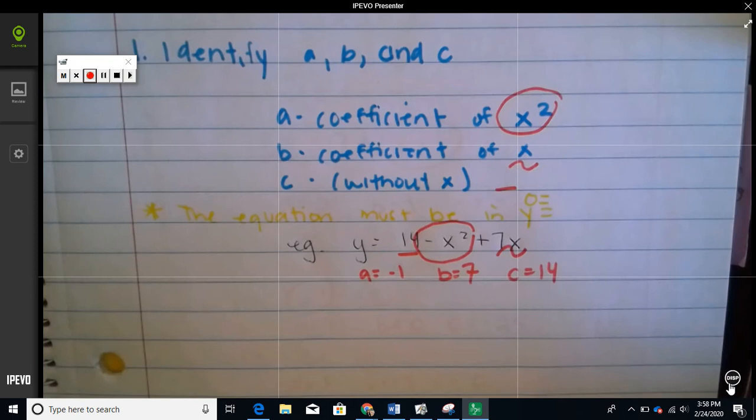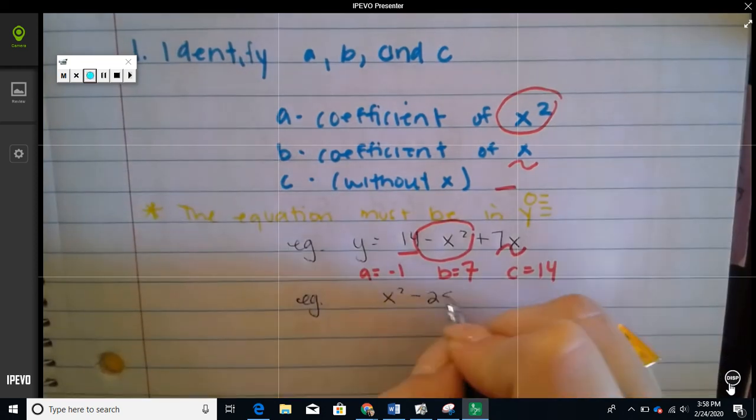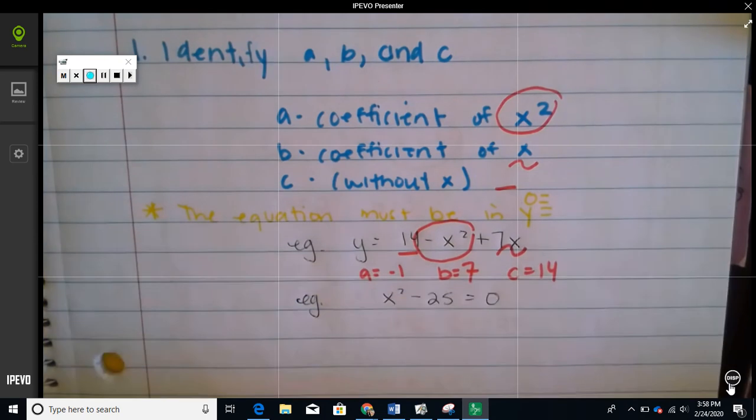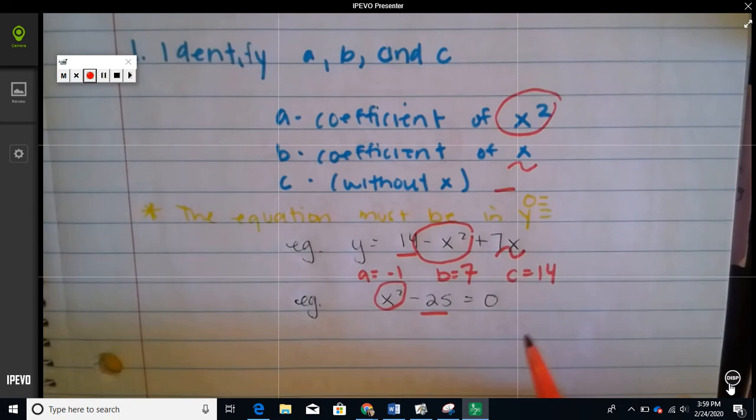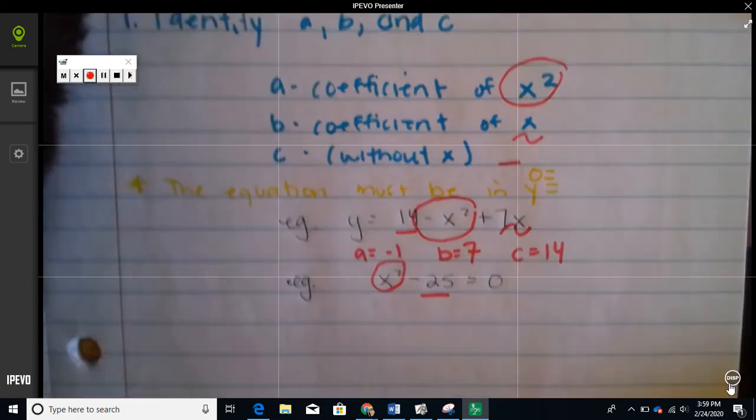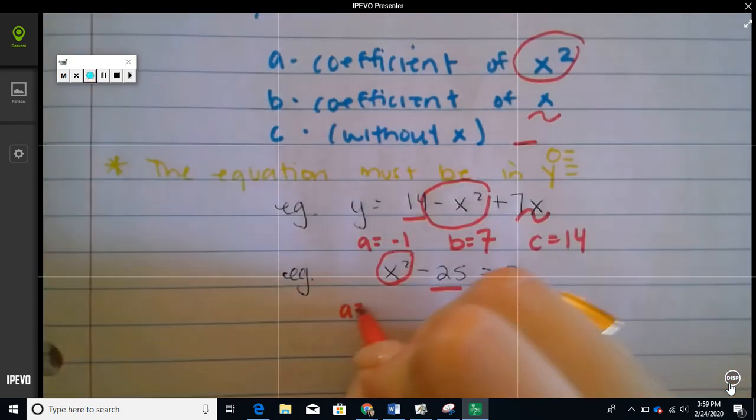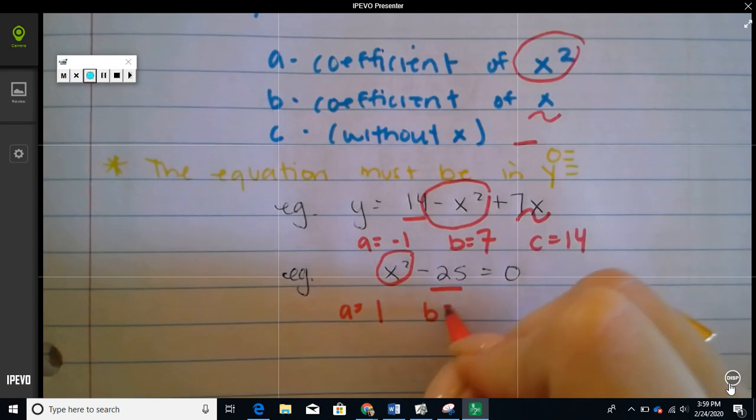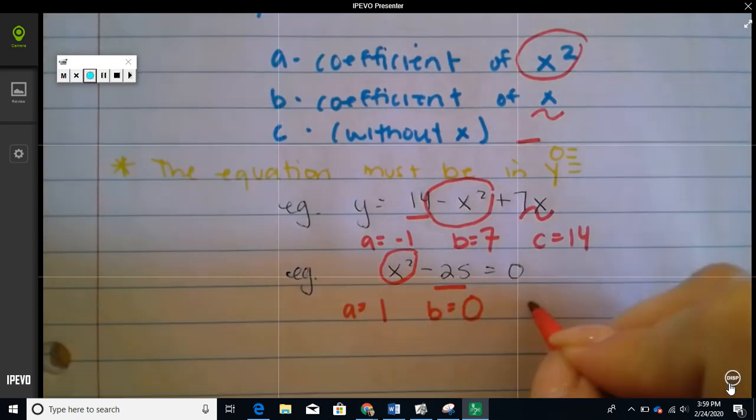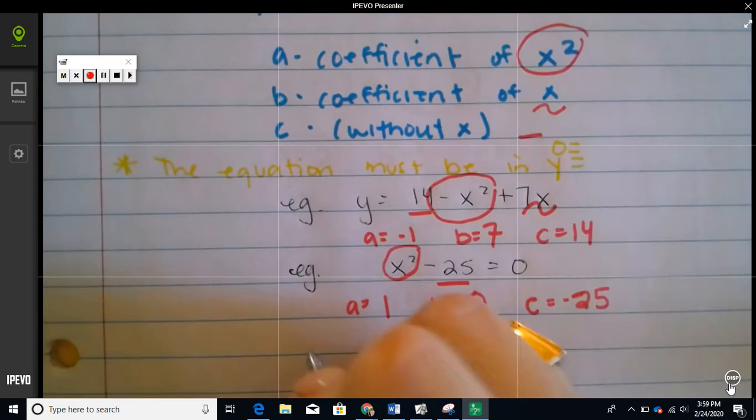Now, let's do another one. What if it says x squared minus 25 equals 0? Okay, so I circle this. This is an underline, but there's no squiggly, and that's fine. Sometimes there won't be a squiggly. This one's equal to 0, which is what we want. So my A, there's 1x squared there because I can see 1x squared there. There's no squiggly, so that equals 0. And C equals negative 25 because it's negative.